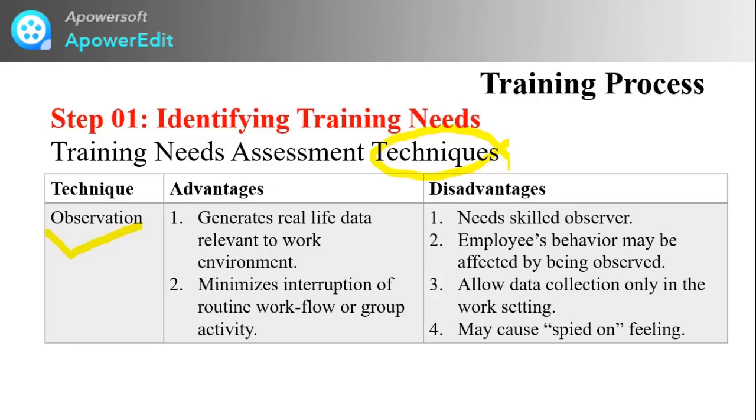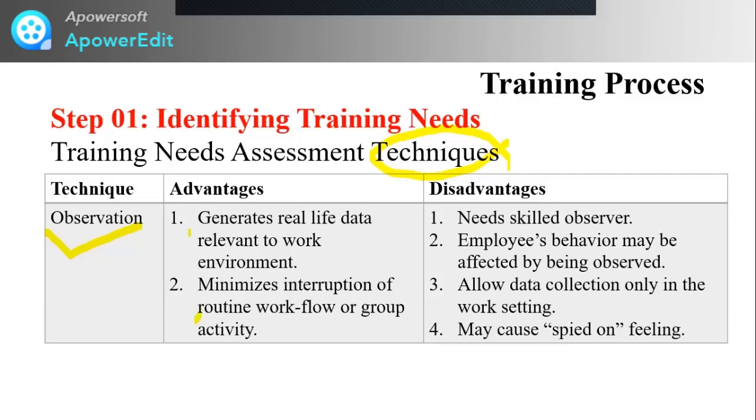Observation has these advantages. First one, it generates real-life data relevant to the work environment. When you are observing the employee, you can get real data: how the worker behaves, how the worker talks with others, how the worker operates the machine, how the worker mixes the chemical.